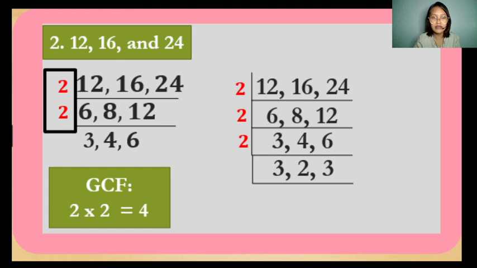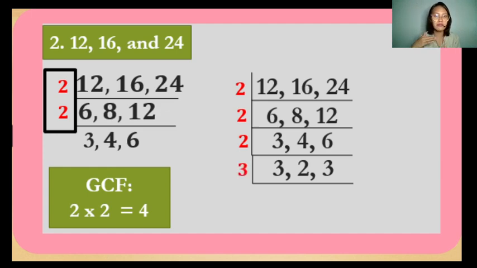Eto, bring down lang natin siya, or kinopya lang natin siya. And then 4 divided by 2, we have 2. 6 divided by 2, we have 3. And then 3, 2, and 3. Si 3 and si 3, pwede pa natin siyang i-divide. Pwede pa natin siyang paliitin by using 3 as a divisor.